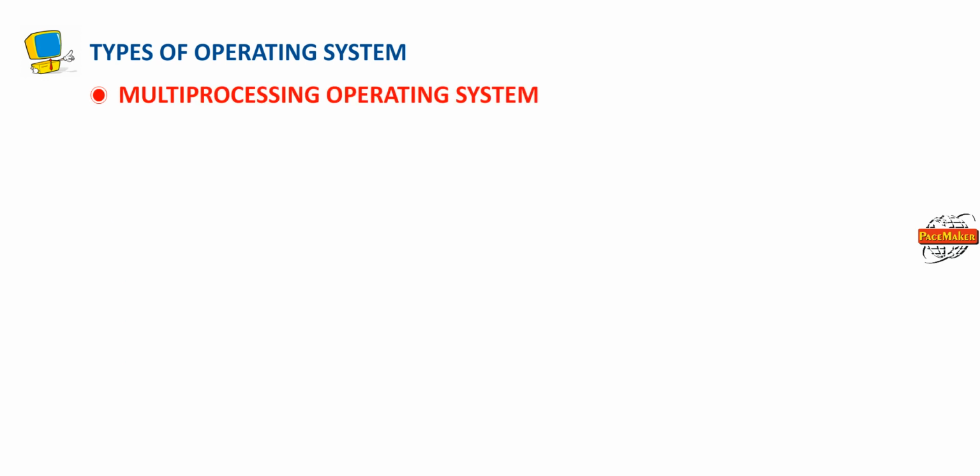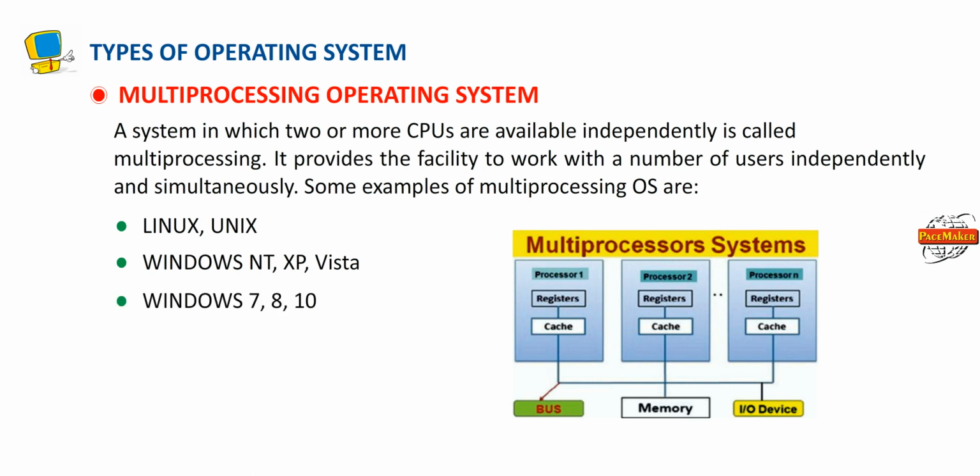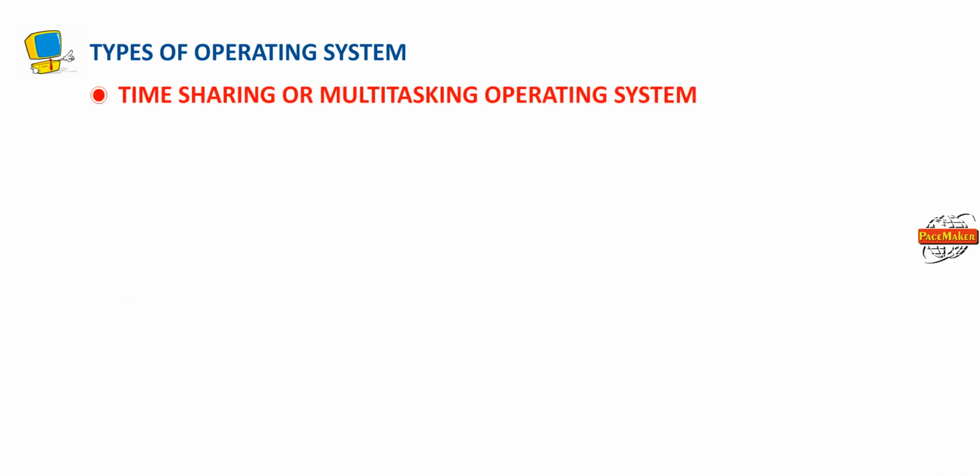Multiprocessing operating system. A system in which two or more CPUs are available independently is called multiprocessing. It provides the facility to work with a number of users independently and simultaneously. Some examples of multiprocessing OS are Linux, Unix, Windows NT, XP, Vista, Windows 7, 8 and 10.